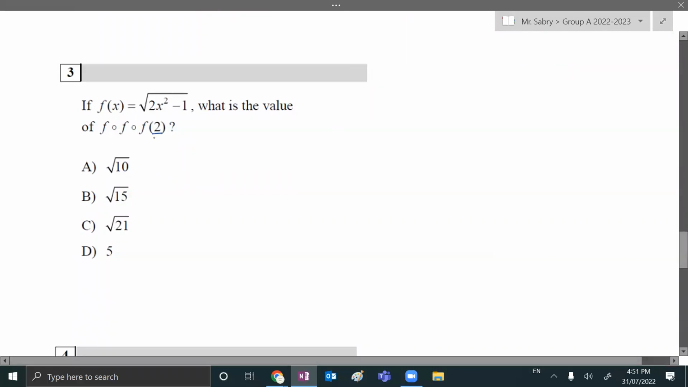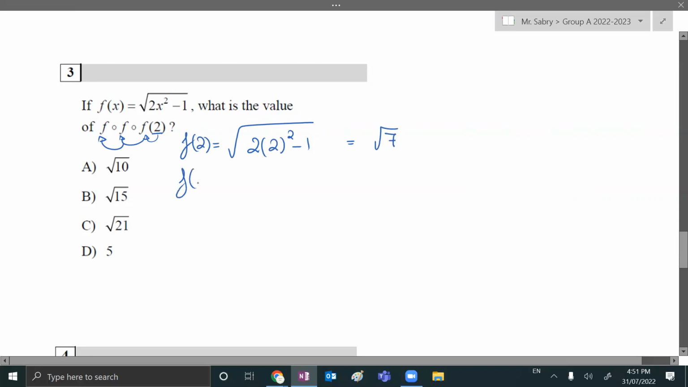Number 3, f of 2. I'll take the 2, substitute it into the f. What comes out, I'll substitute it again into f, and what comes out again into f. So 2 times 2 to the power of 2 minus 1. That's f of 2. Which is then 2 times 4, 8 minus 1 is 7. So it's root 7.